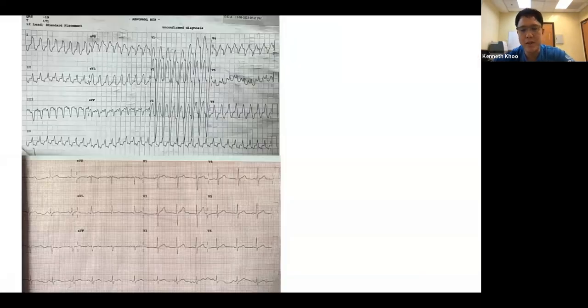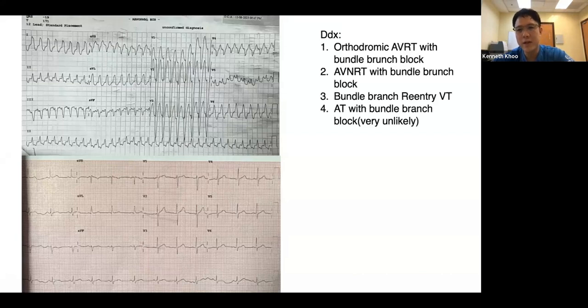A side-by-side comparison. So with this information at hand, differential diagnosis includes an orthodromic AVRT or AVNRT with bundle branch block, bundle branch re-entry VT, or less likely AT with bundle branch block. So these are the differential diagnoses.